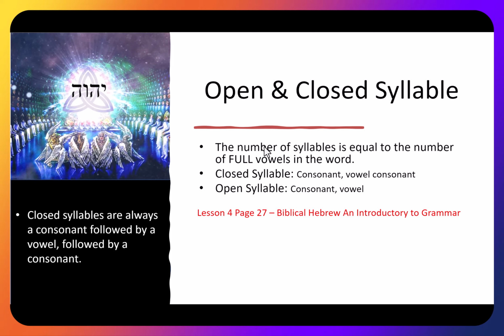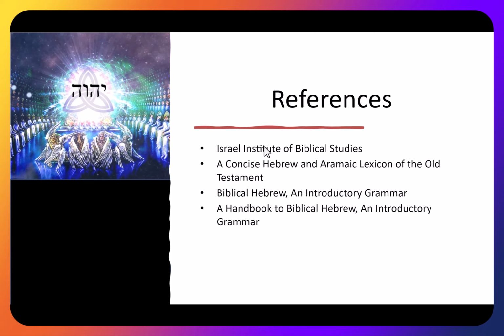Open and closed syllable. The number of syllables is equal to the number of full vowels, meaning there's no shewa with it. A syllable is a consonant vowel consonant or a consonant vowel. Closed syllable, consonant vowel consonant, and that is how the word is pronounced. So consonant followed by a vowel. If it's an open syllable, it will not end with a consonant. Again, these are the references that I'm using to put these materials together. As you can tell, the rules become more complex as you learn more and more Hebrew. Hope this helps.